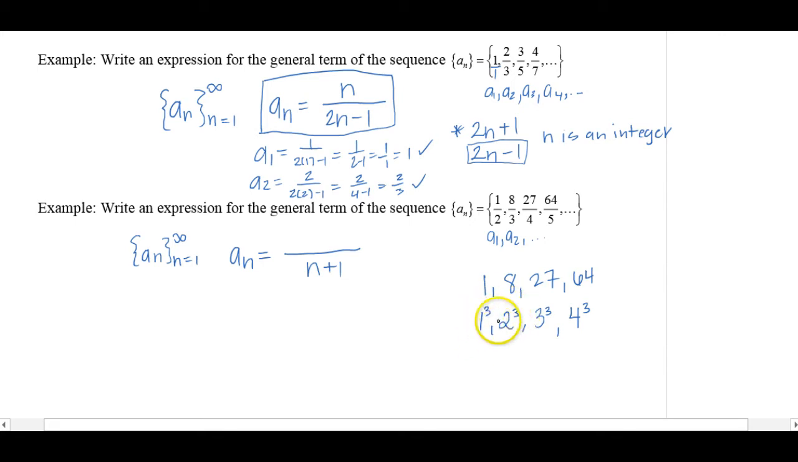1 cubed is 1. So what's happening in the numerator is I'm taking the integers starting with 1 and cubing them. So in other words, I'm going to want to replace 1, 2, 3, 4 with n. And my starting index is 1, so this is going to work out perfectly to be n cubed. So my general term for the second example is n cubed over n plus 1.